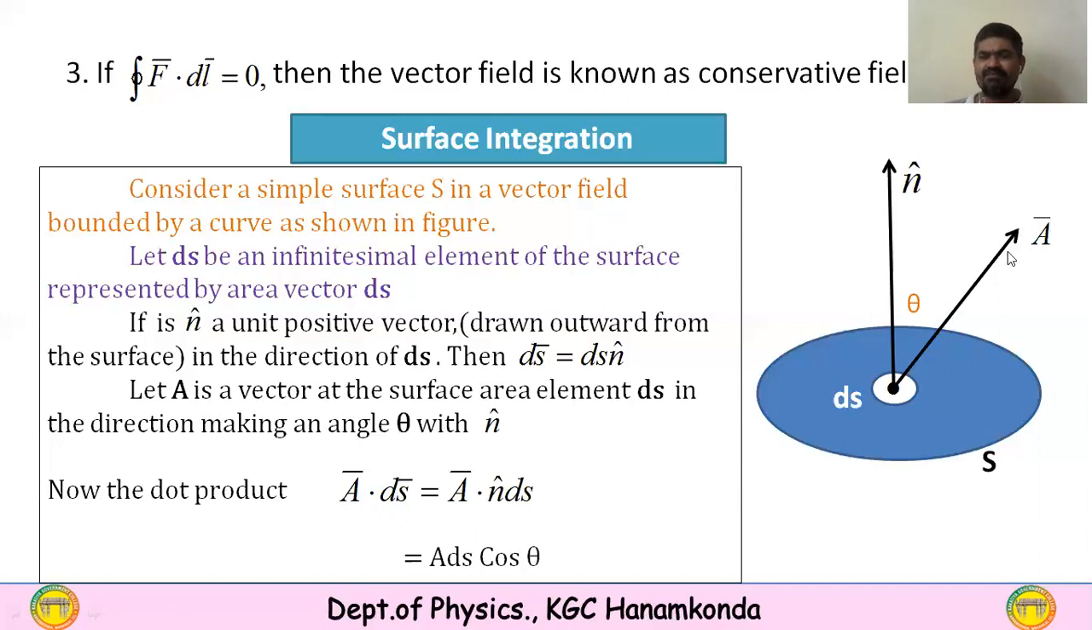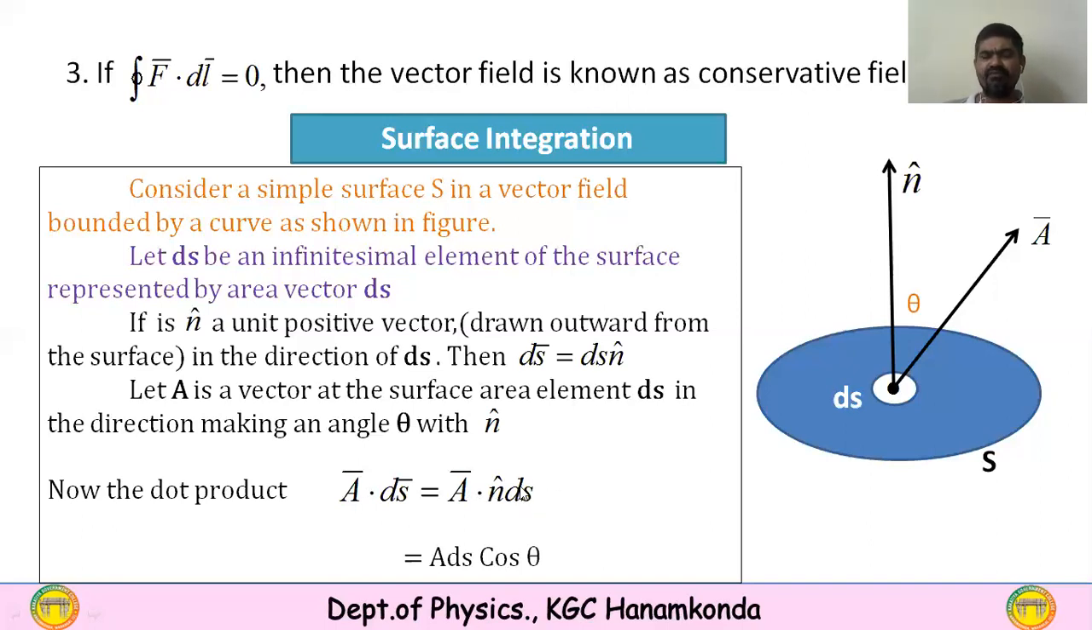Therefore, the dot product gives us the projection of the vector on this normal vector. But ds bar is ds into n cap. So writing ds bar equals ds into n cap, we get a bar dot n cap ds. But you know the dot product formula, a dot b equals ab cos theta. So a bar dot n cap is given by modulus of a bar into modulus of n cap into cos theta, into ds is there already.